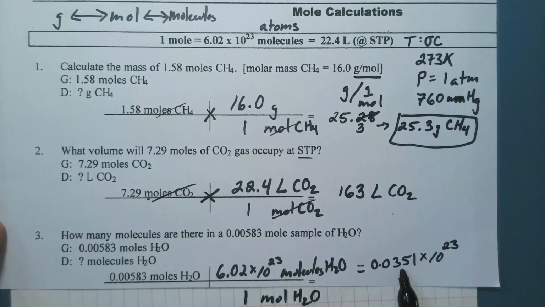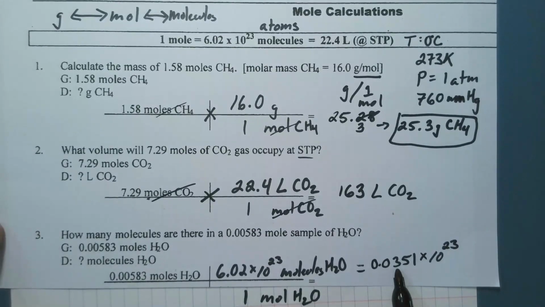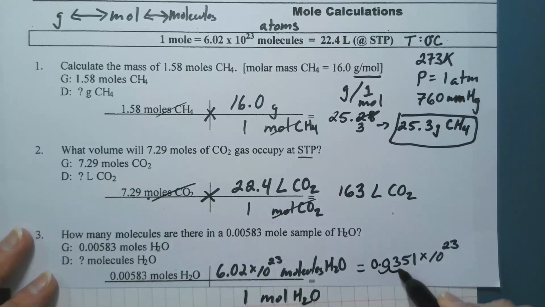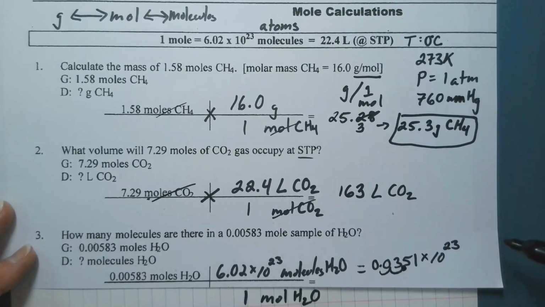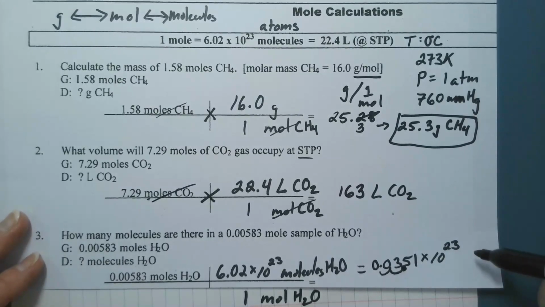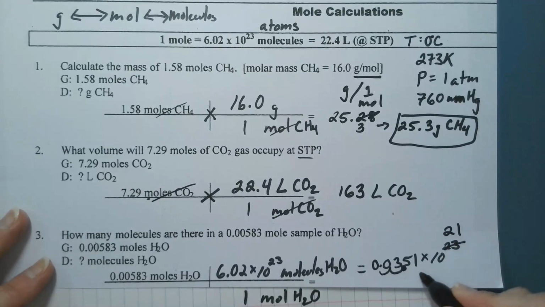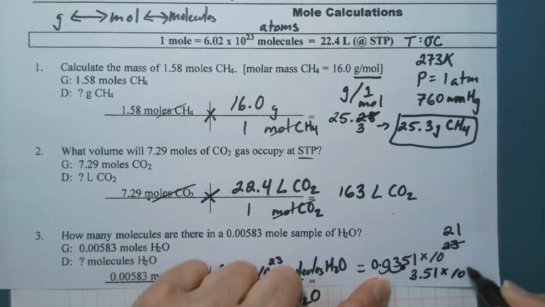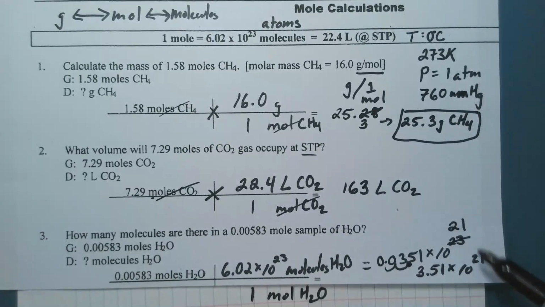It needs to be here between the 3 and the 5, because that would mean my first digit is a number between 1 and 9. So how do I get there? I would need to go 1, 2 spots to get there. Okay, 2 spots to get there, and I went to the right. So this would be then to the 21st power. I would subtract 2. So I get 3.51 times 10 to the 21st. And this would be molecules of water.